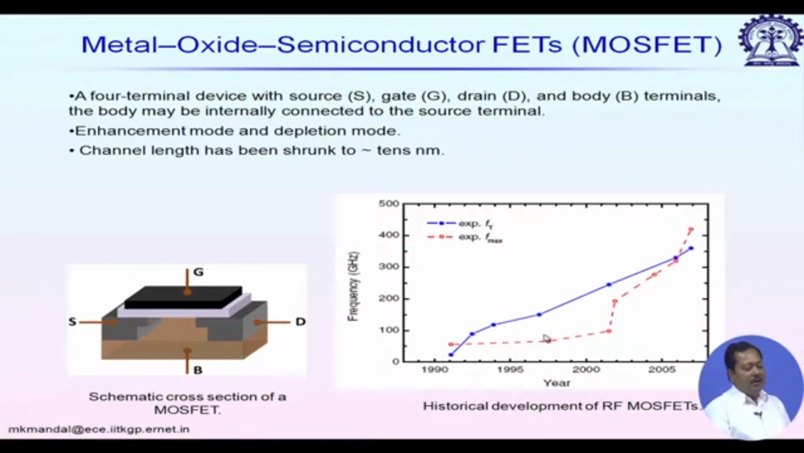In recent years, conventional MOSFETs have been developed for which the FT value is as high as 500 or 600 gigahertz. For that, what do we have to do? To increase FT, we have to decrease the transit time, just like a BJT. So, we have to reduce the gate length. Now, even 10 nanometer technology is possible, and we have to increase the carrier mobility, so that the transit time decreases.